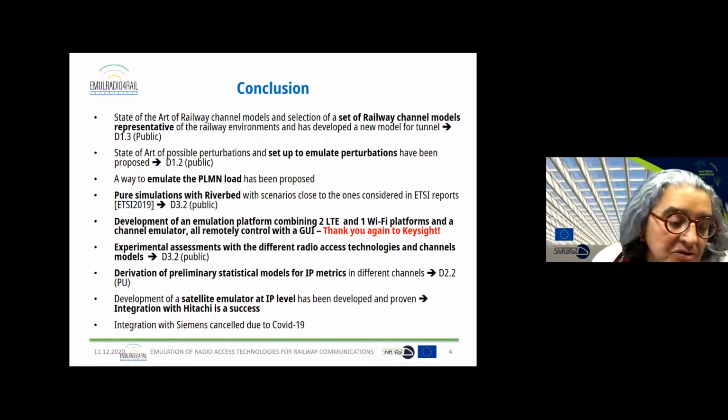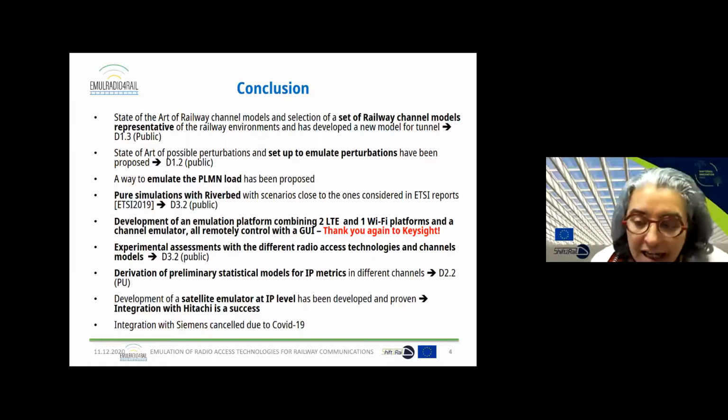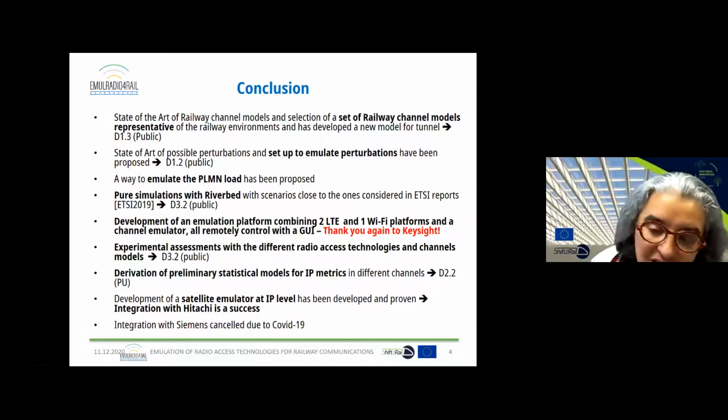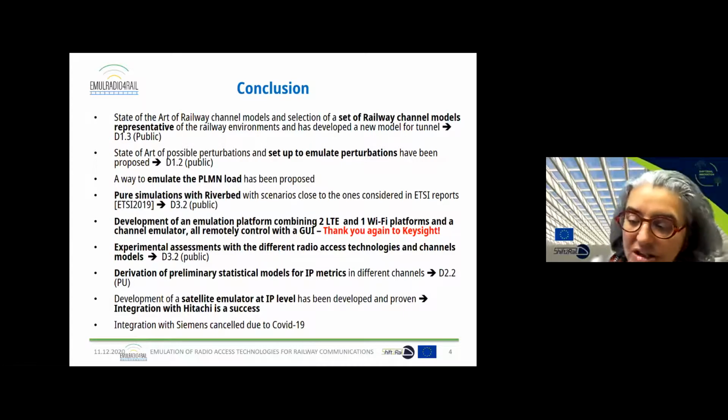And these are the metrics that the people who are developing the prototype for the future railway mobile communication system would like to have. And the preliminary results show that we can have some mathematical models or curves related to the railway channel. Again, we were very happy with the success of our colleagues at Radiolabs, and for the integration of their emulator with Hitachi.